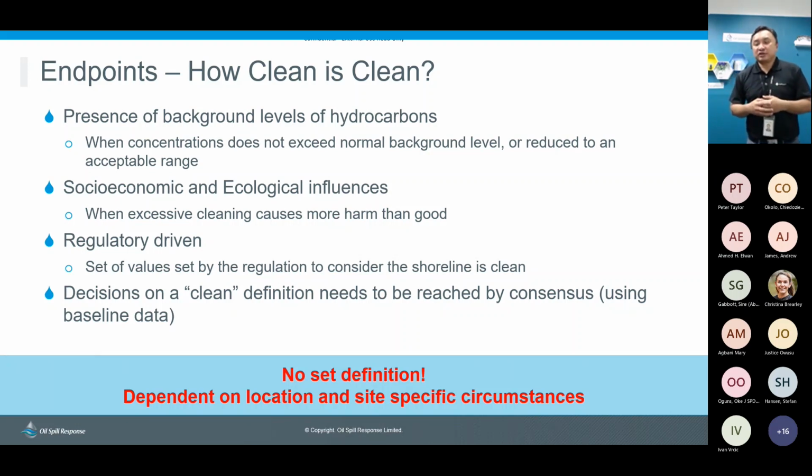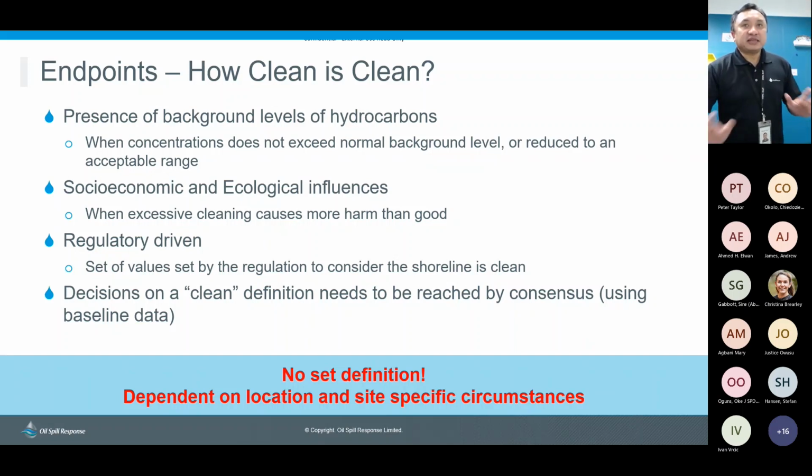You have to work through with the relevant government agencies and of course using baseline data. So definitely there's no set definition, dependent on location and site-specific circumstances, but more importantly, all of this would be supported by doing a proper monitoring and sampling. So there must be some sort of sampling regime, sampling program that you should establish to ensure that you are able to meet the endpoints required by the relevant government agency. So most of the time, this will be on the shoreline aspects of it, the impacted shoreline.